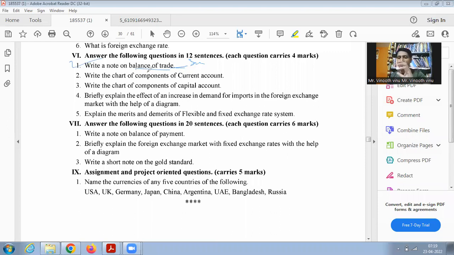So which is favorable to a country? Surplus balance of trade is favorable to the country. Which is unfavorable to a country? Deficit balance of trade is unfavorable to the country.